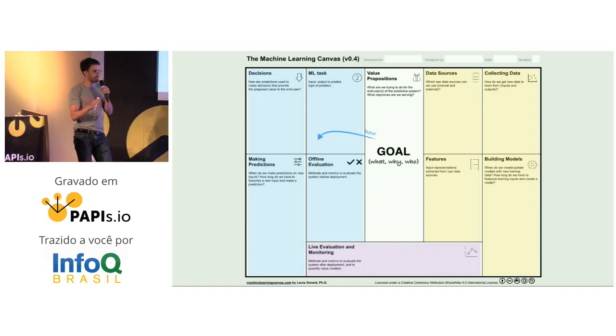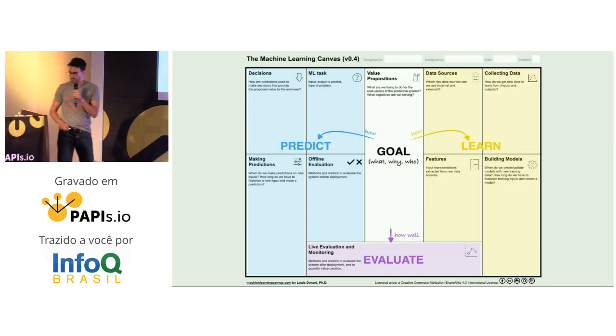So maybe it's fairly easy in the real estate example, but there could be other examples where it is very difficult to translate the value proposition into a machine learning task. So anyways, this bit is about predictions, right? You have this goal. How do you reach this goal? Well, with predictions and also with learning from data. And finally, you would also say something about how well you are completing your objective, you're reaching your goal. So this is the evaluation part, the live evaluation.